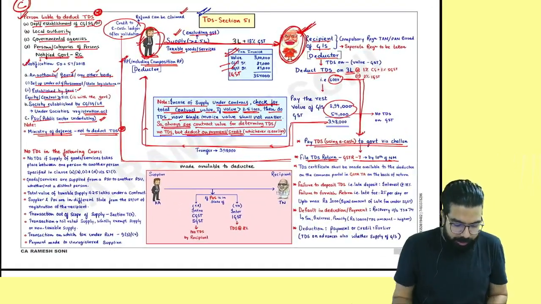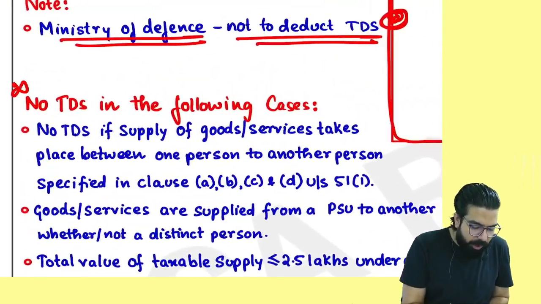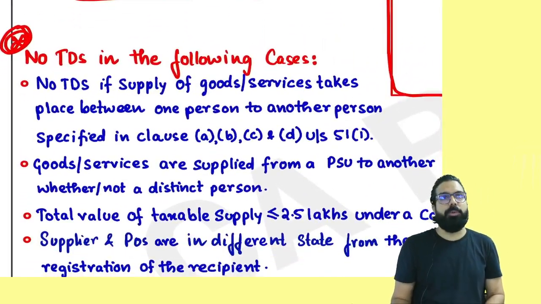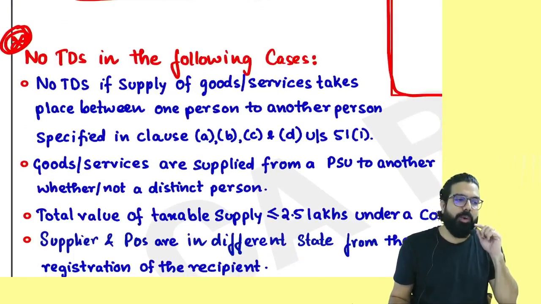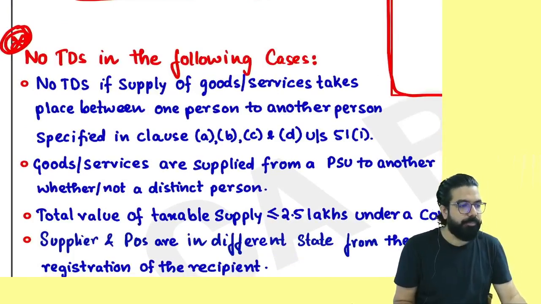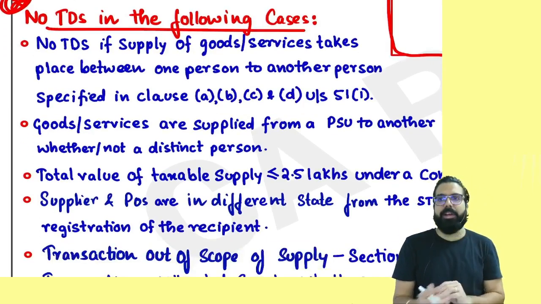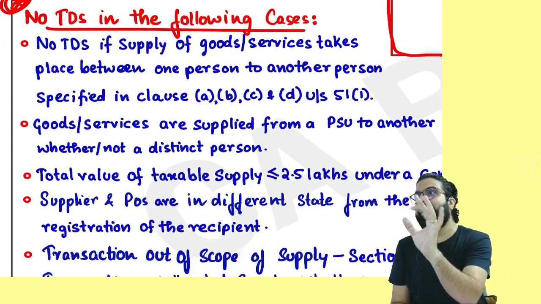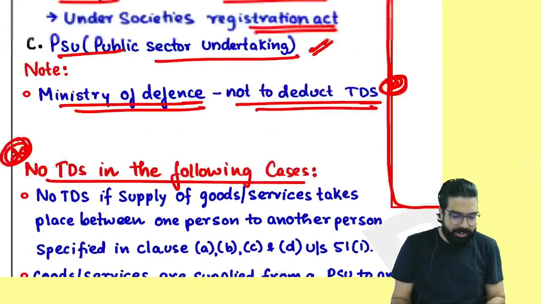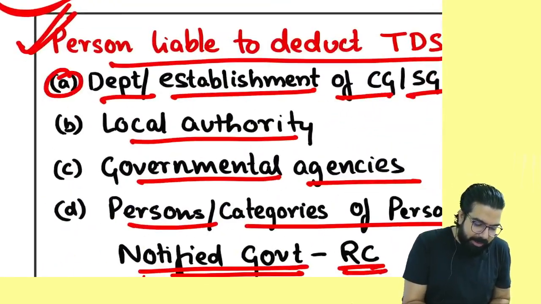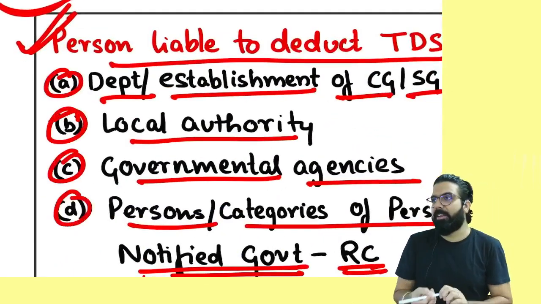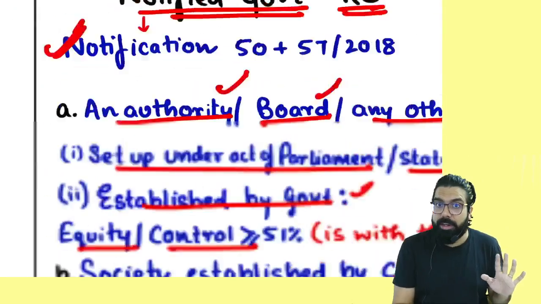Now, everyone over here, listen, one of the most important points from the exam point of view: when is TDS not required to be deducted? Remember, no TDS in the following cases. What are the cases when TDS is not there? When one TDS deductor is supplying to another TDS deductor. Means if A, B, C, D category supplies to each other, then there is no TDS.